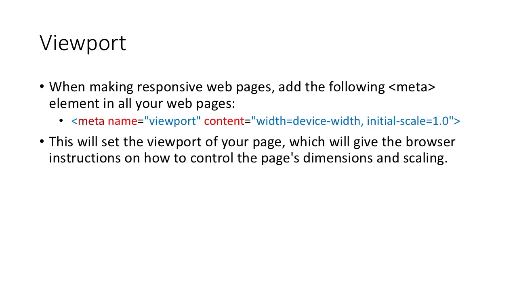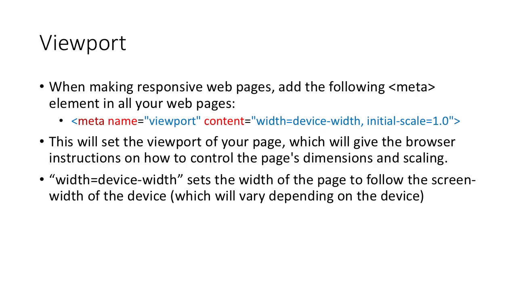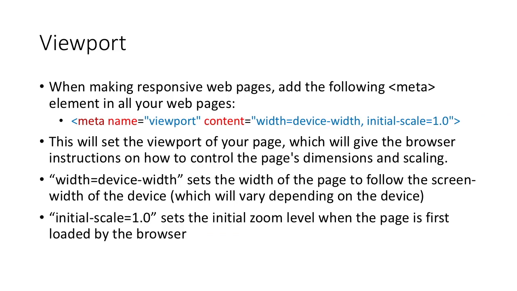So what this does is it gives the page instructions on how to control the page dimensions and the scaling of things. The width equals device width sets the width to be the size of the current screen, which varies on different devices, and also depends on whether you have it in landscape or portrait mode. On devices like tablets and phones you can turn the device and the whole page will shift with it. So that's also why it's important to set that.